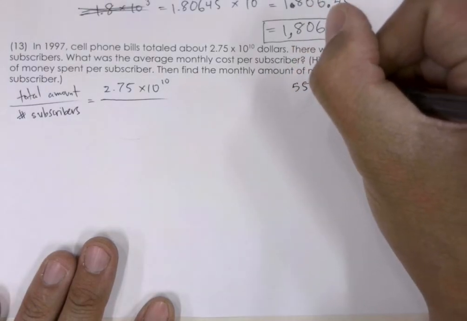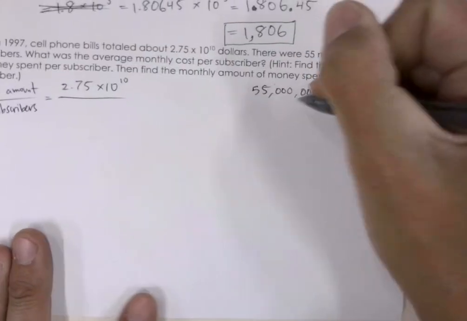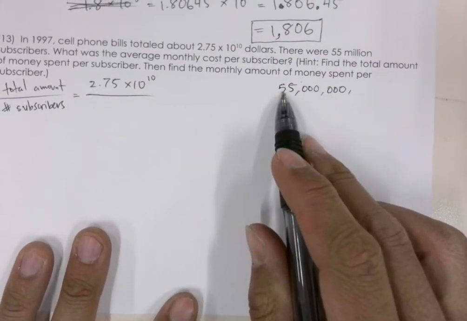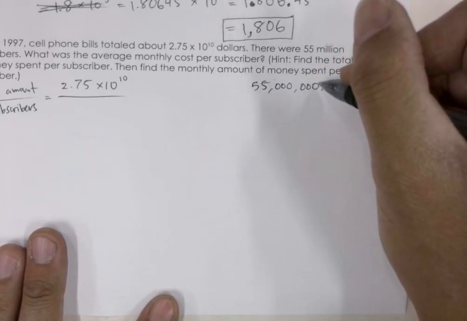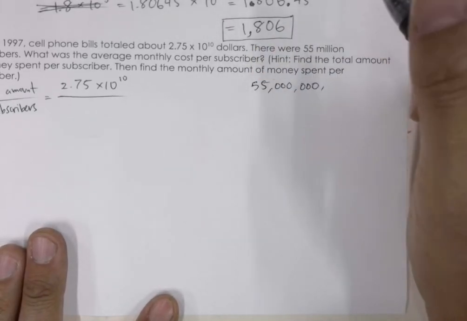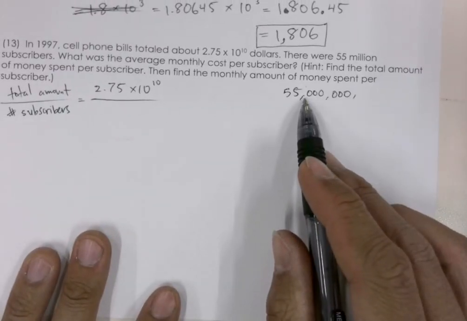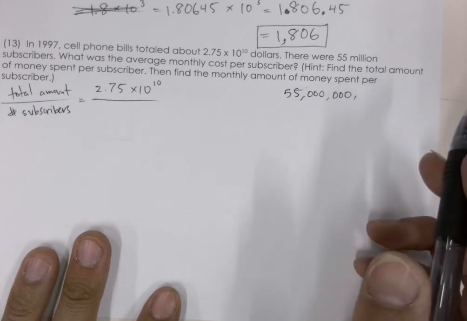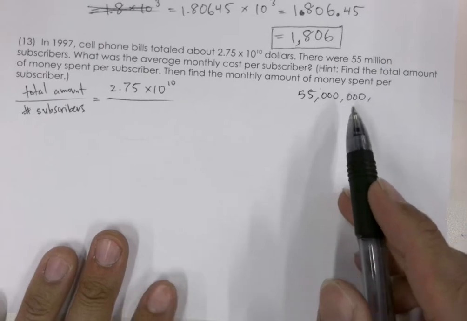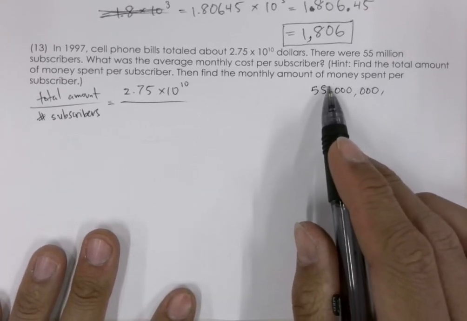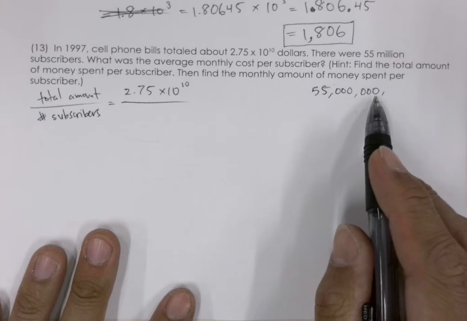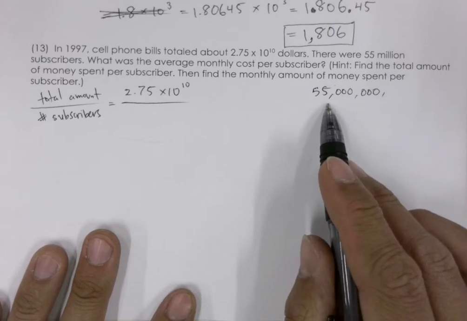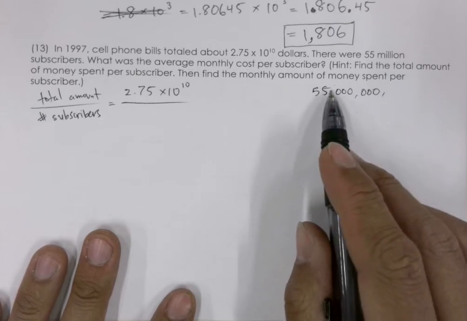55 million. That's 1, 2, 3. 1, 2, 3. This is hundreds, this is thousands. So this is the thousands place, the 10,000s, the 100,000s, the millions place. So here we have 55 million.